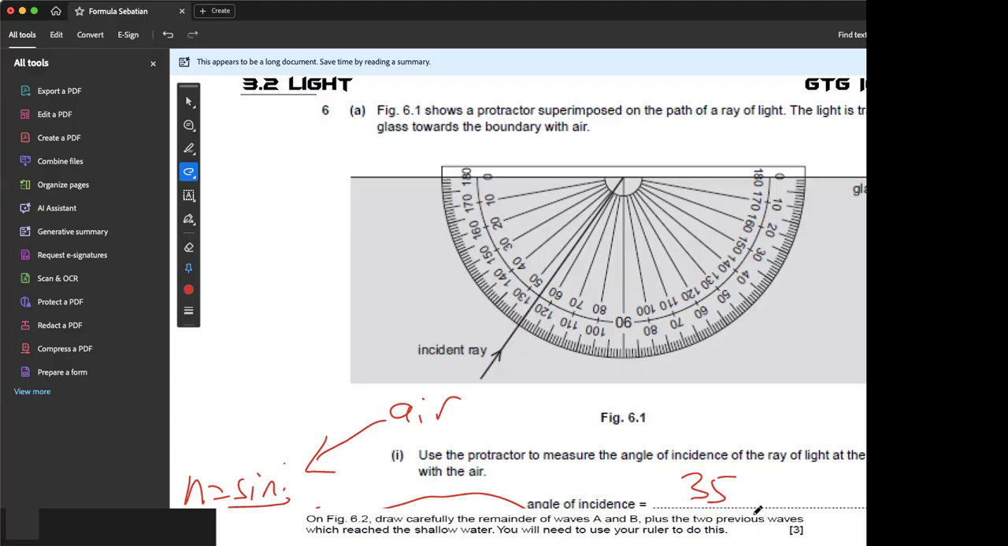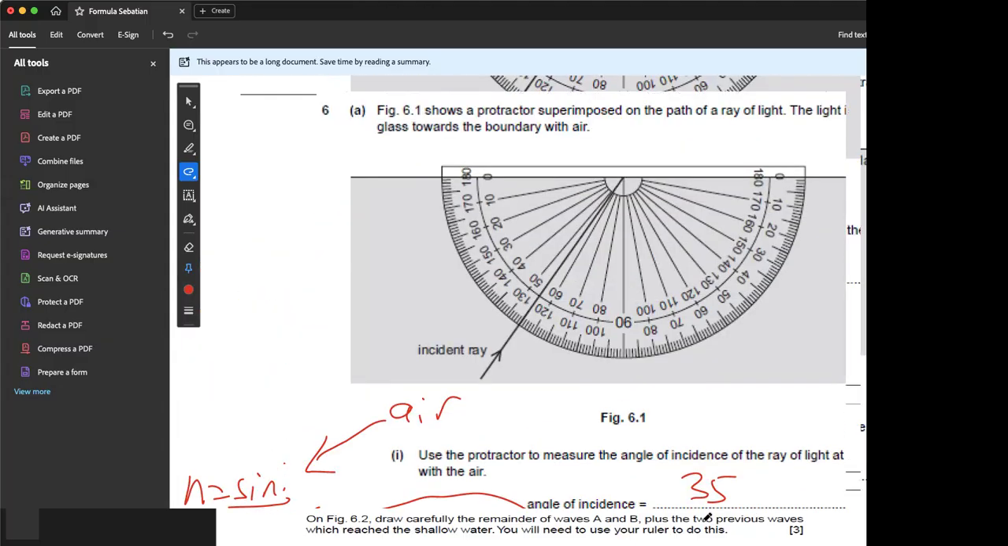Are you sure? Yes, the answer should be 63.5. Hey, you don't know how to. Show me how you do it.